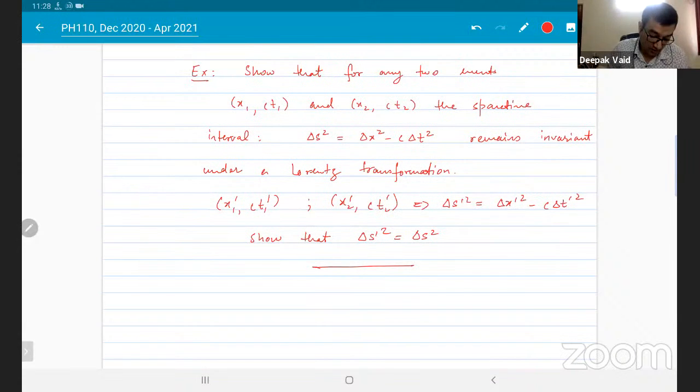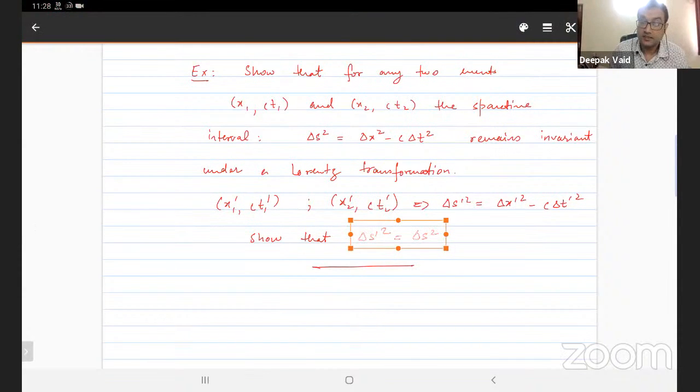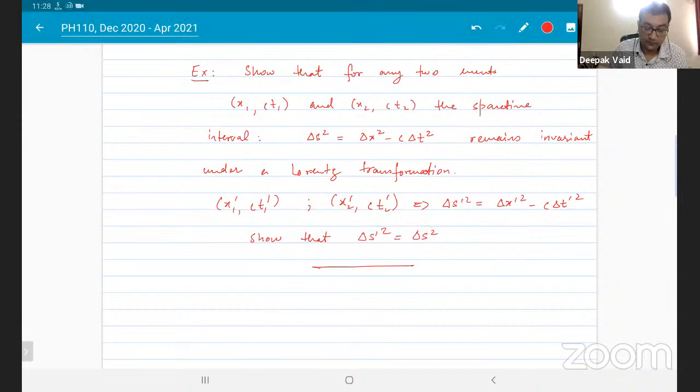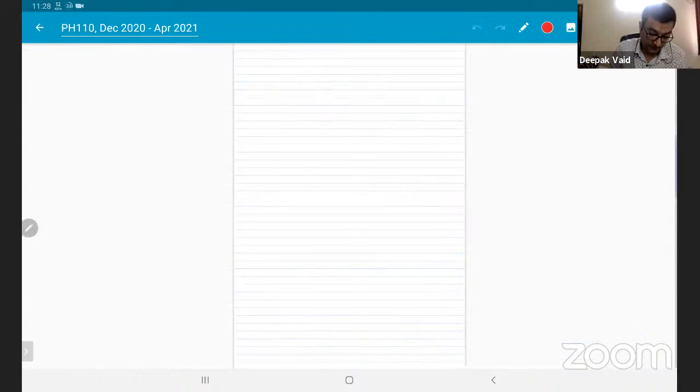So this is a basic property of Lorentz transformation. This quantity, which is called the space-time interval, remains a constant for any two events.